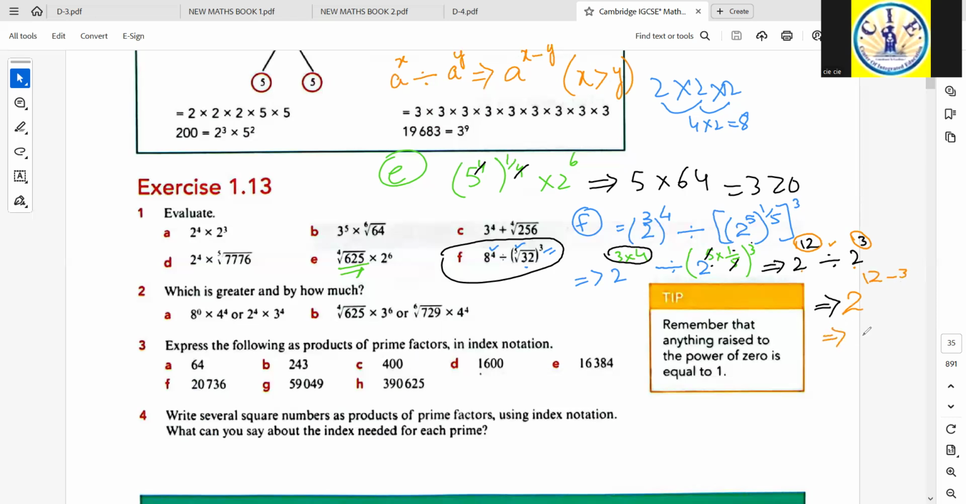So the final answer is 2 raised to power 9. 2 raised to power 9 means 2 multiplied with itself 9 times. So that would give you 512. That's the final answer to this part.